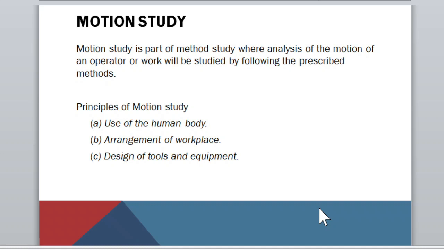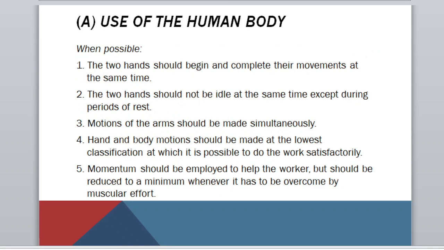Okay, so there are three principles of motion study. First is the use of the human body. Second, we have the arrangement of workplace. And the third one is the design of tools and equipment. So first, let's have the use of the human body. So when possible, the two hands should begin and complete their movements at the same time.